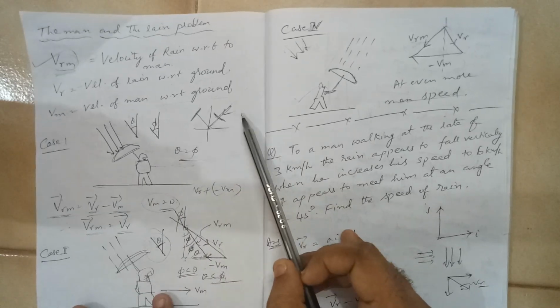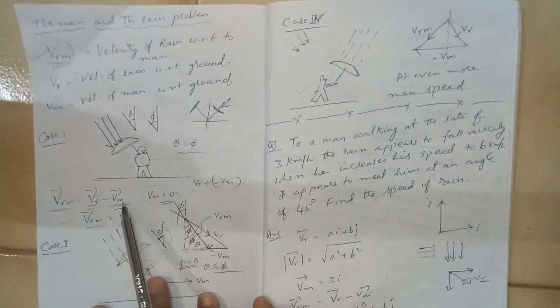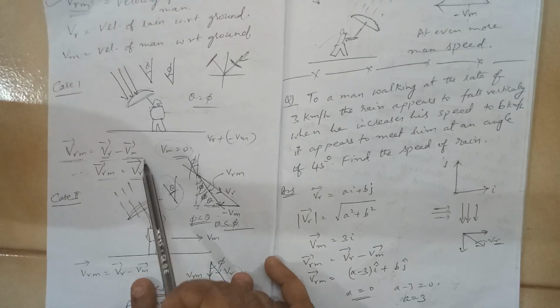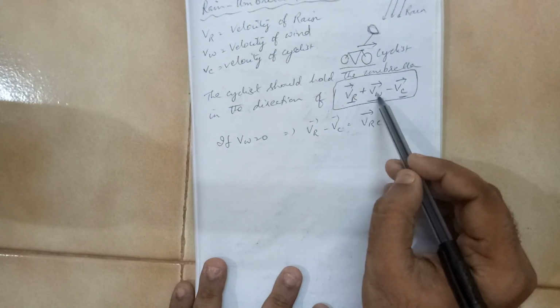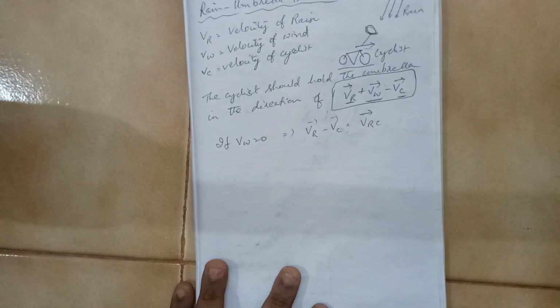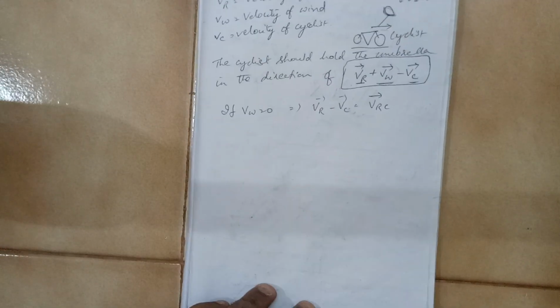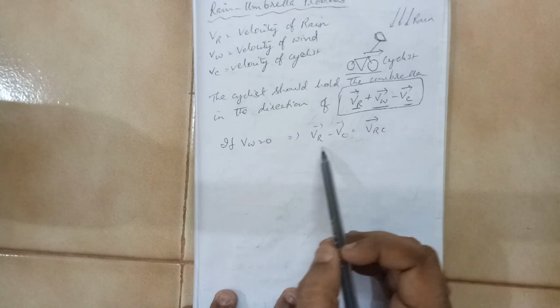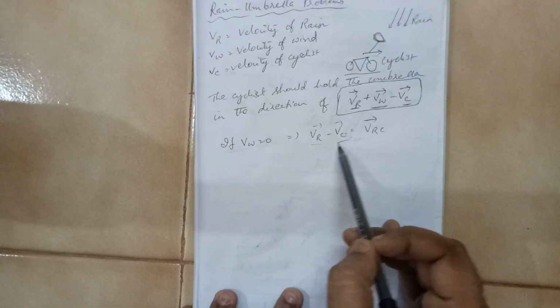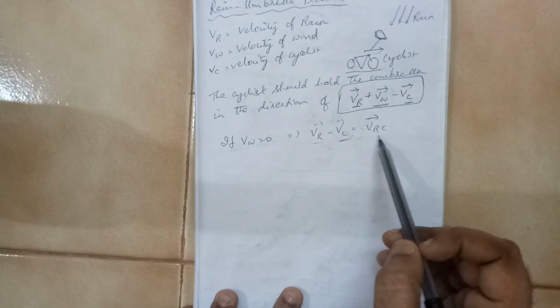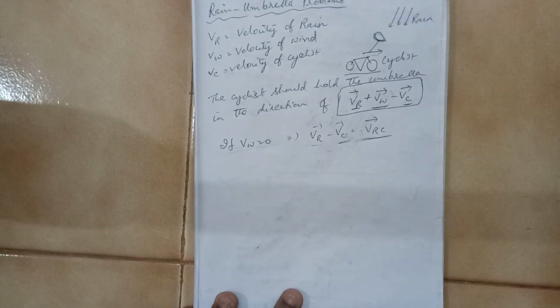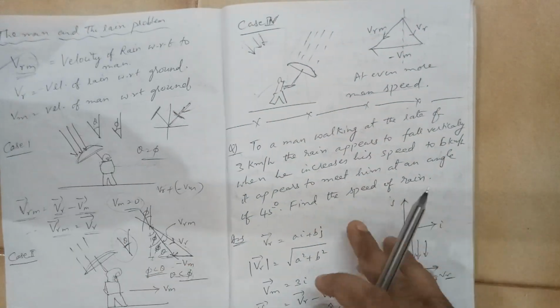If wind movement is there, you need to simply add it to VR here, or in the case of a cyclist you have to calculate VW here and make the calculation. So when VW becomes equal to 0, you get VR minus VC. VC is the speed of the cyclist, velocity of the cyclist. So VRC you have to calculate. So this is the approach.